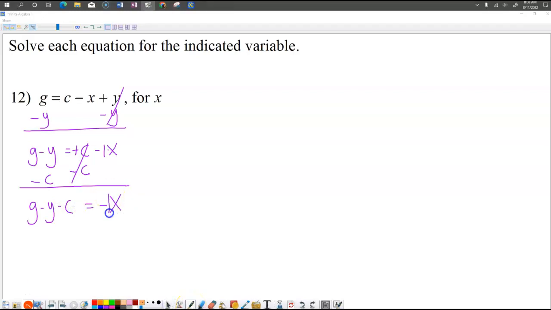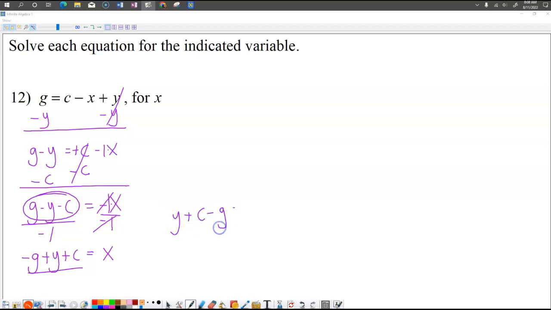All right, so the last thing we want to do to get x by itself is we want to get rid of that negative 1 that's being multiplied by the x. So we do the opposite, which is division. Now when you divide by a negative 1, basically it just changes all the signs of everything. So the g becomes negative, the y becomes positive, the c becomes positive, and there you go. Now these could be really in any order. So for instance, they might write it like this instead. But the point is that you've got a negative g, a positive y, and a positive c.